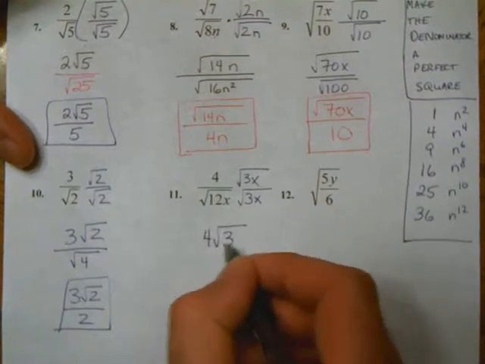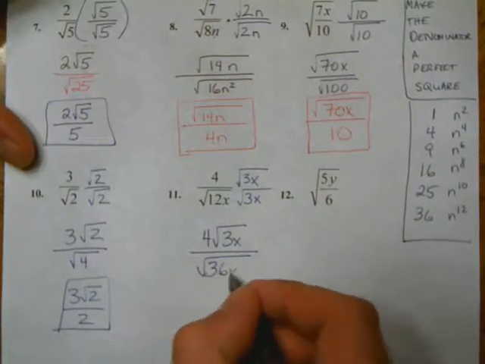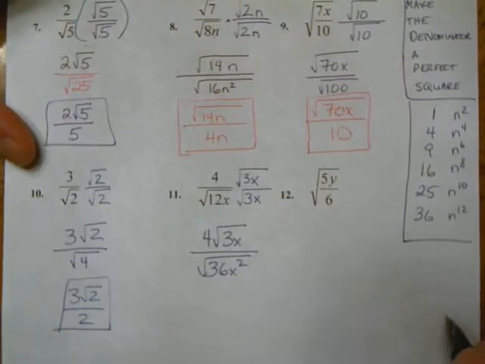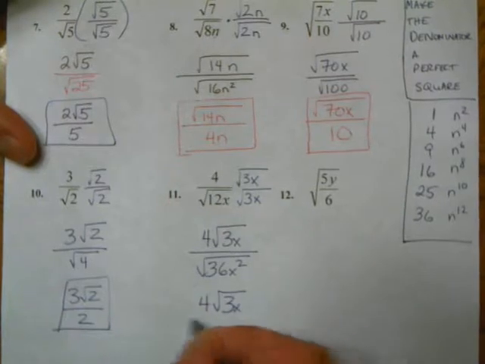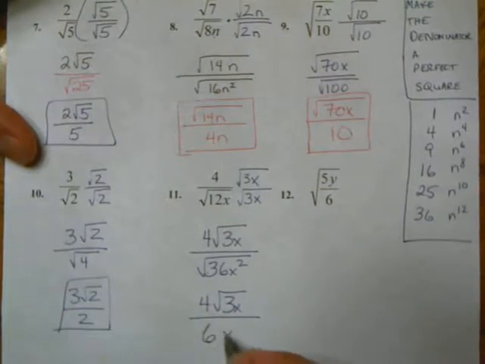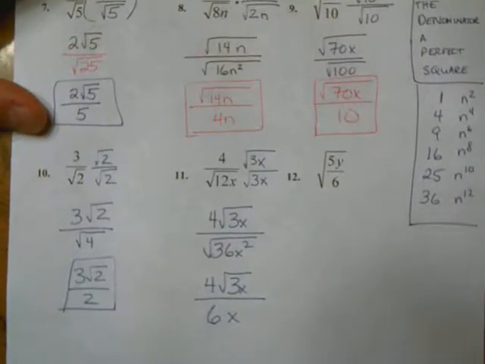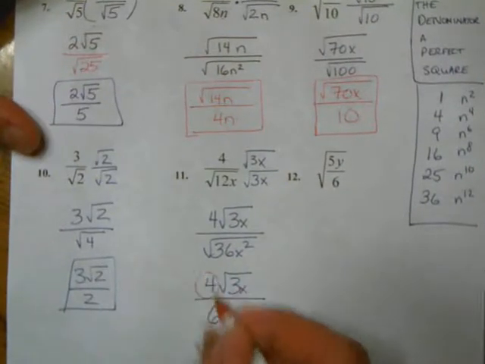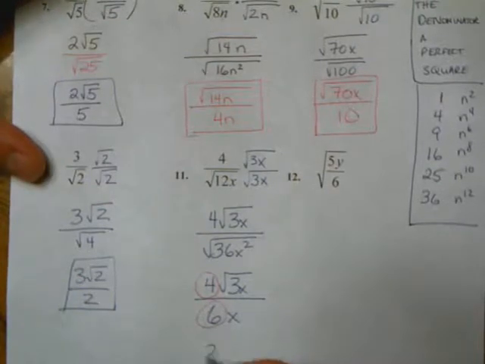What do you think you need to multiply 12 by to get a perfect square? If you're thinking your goal is to get to 36, you were right. So you multiply by 3. We do need one more x to get x squared, and so our numerator becomes 4 root 3x. Our denominator becomes root 36x squared. Now, our final answer is 4 root 3x over 6x.